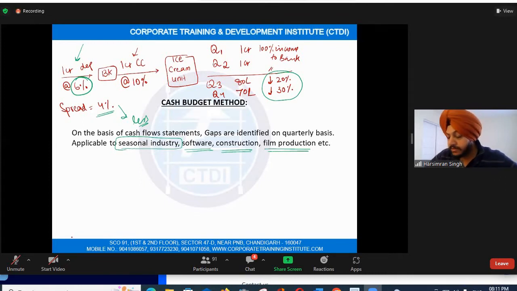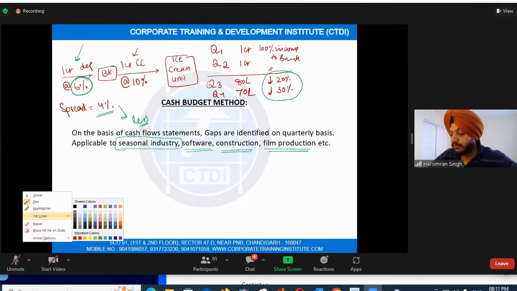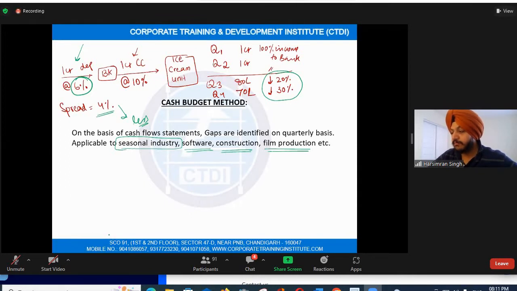So in these cases, basically what will happen, the bank will simply tell the ice cream unit to bring the cash flow statements. On the basis of cash flow statements, they will identify the gaps on quarterly basis. And bank will tell them that, see, in quarter 1, quarter 2, your cash flow is high. I will give you 1 crore CC.